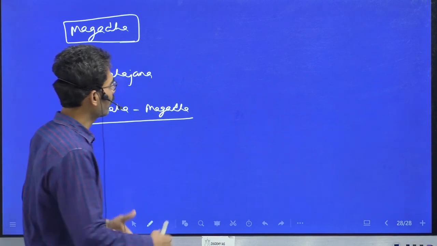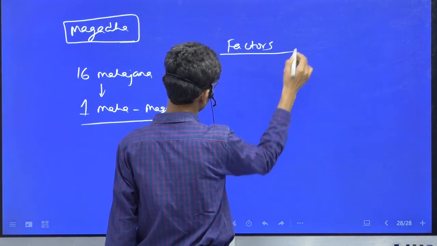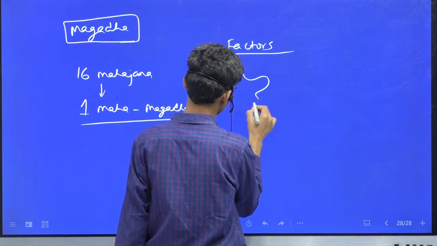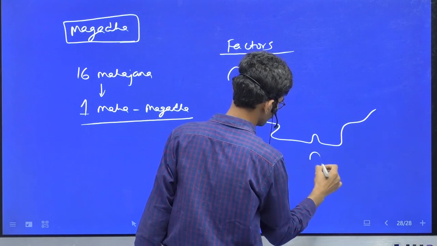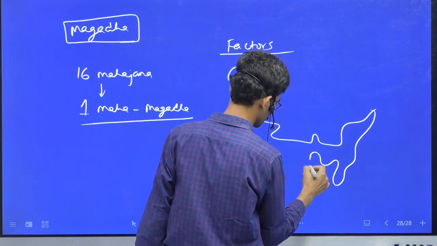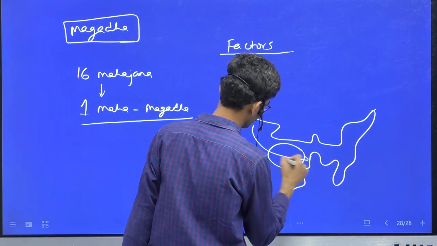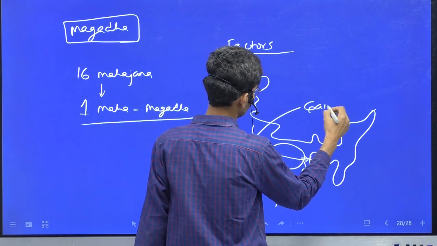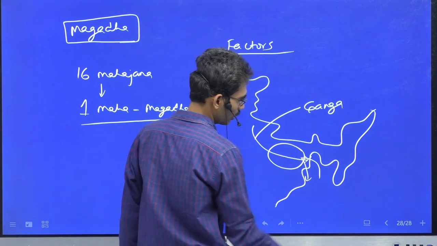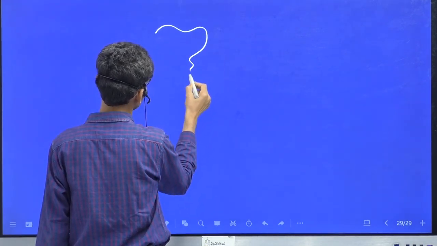Magadha became so powerful because of certain factors. This is the location. Ganga River. Before that, let us have some idea about geography.